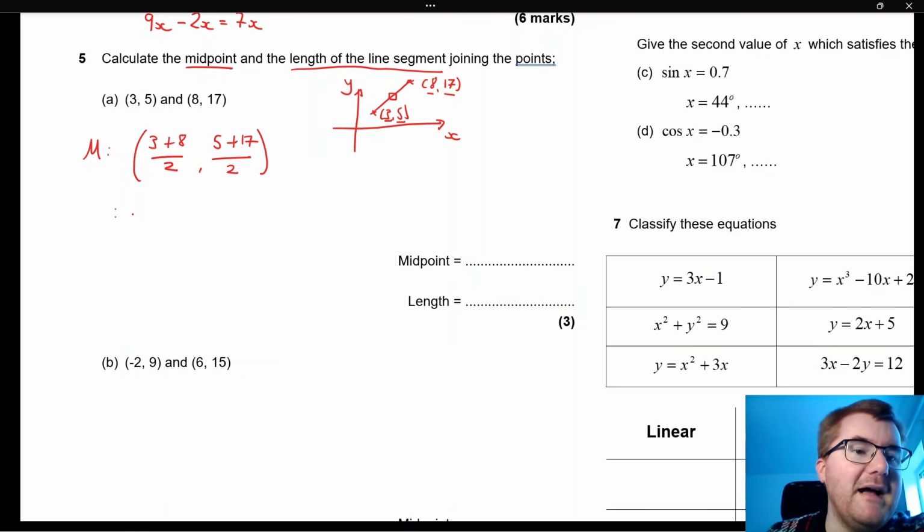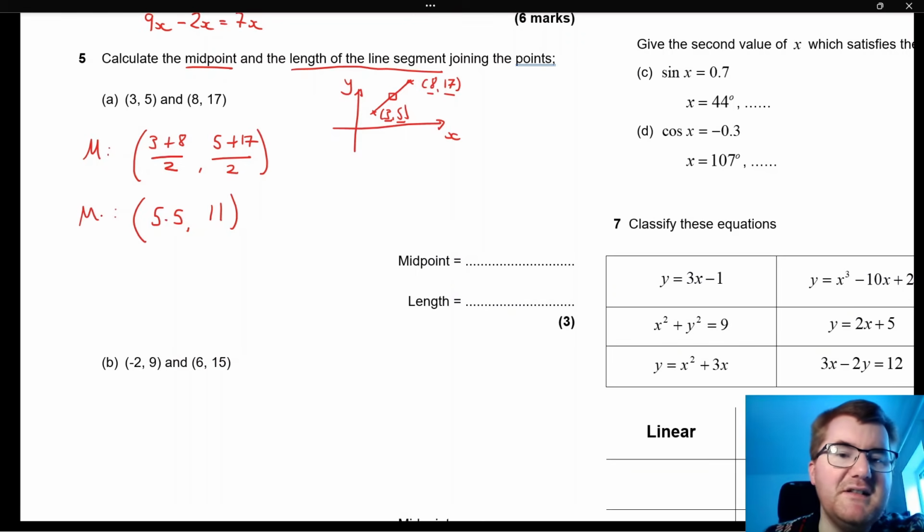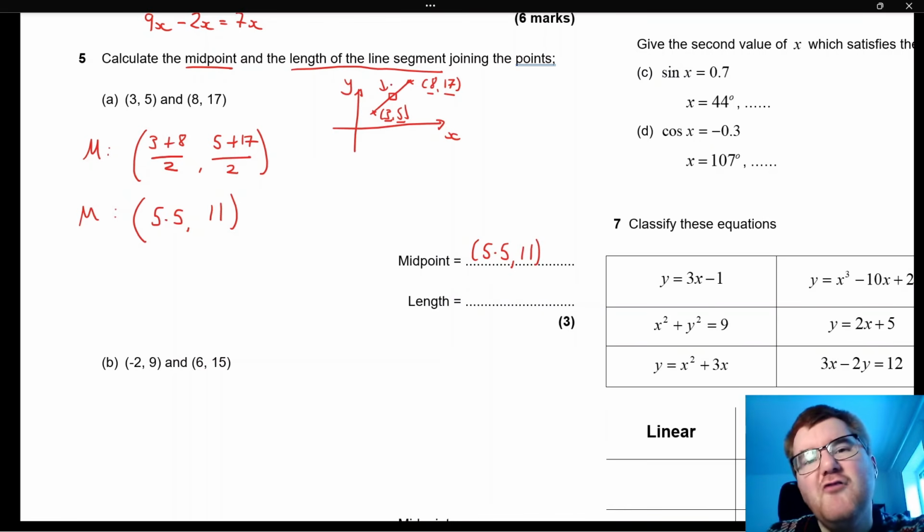Now, a little bit of mental maths here. So 3 plus 8 is 11. 11 divided by 2 is 5.5. 5 plus 17 is 22. 22 divided by 2 is 11. Again, I always do a common sense check here as well. Does 5.5 and 11 make sense? Yep, it's going to be roughly halfway between these two coordinates.